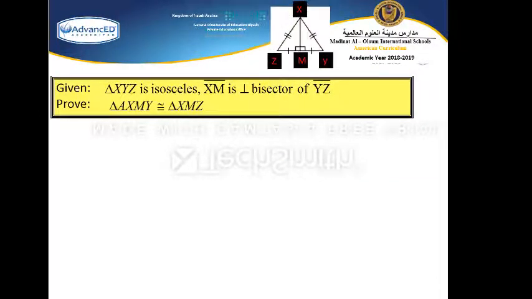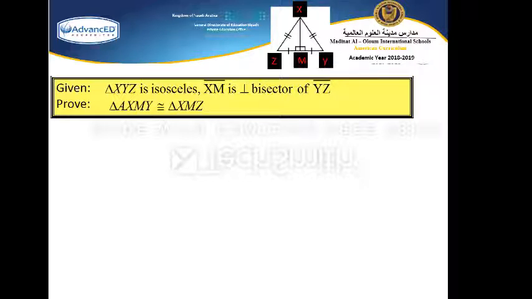Here in this problem we have isosceles triangle XYZ. XM is a perpendicular bisector to the line segment YZ. From that we will find that the two angles XMY and XMZ are both right angles. This is the definition of perpendicular lines. And here it says isosceles triangle, then we have XZ congruent to XY.